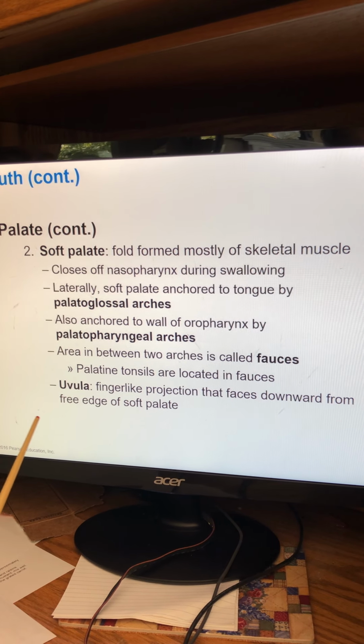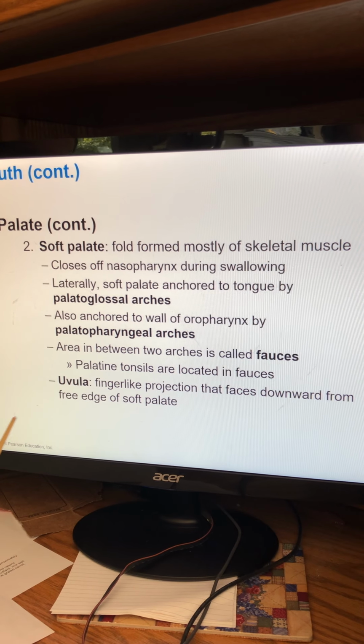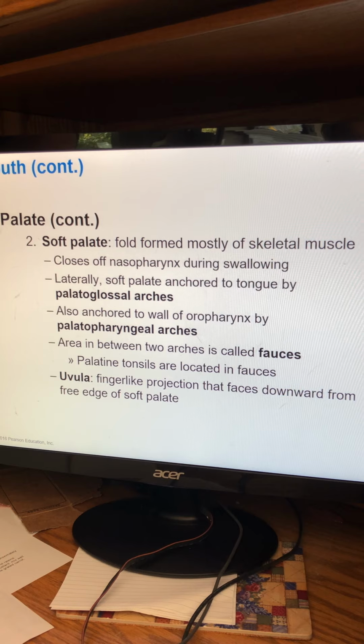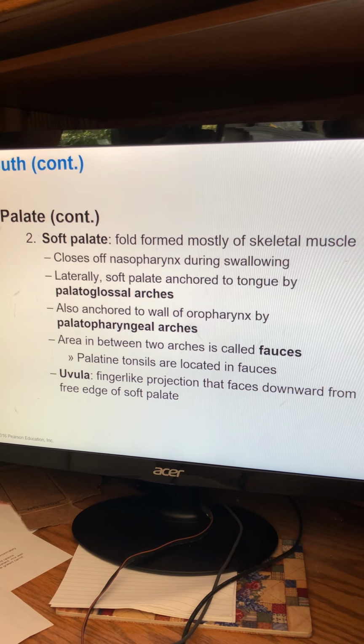In addition to the soft palate, at the end of the soft palate, there is something called the uvula. It is a finger-like projection that faces downward from the free edge of the soft palate. And when I was a kid, I always thought it was a punching bag at the back of your throat.